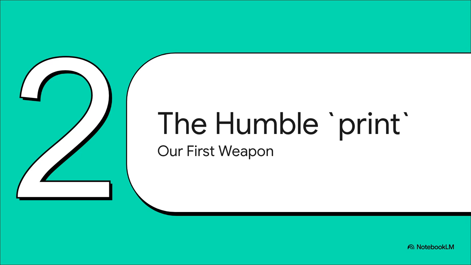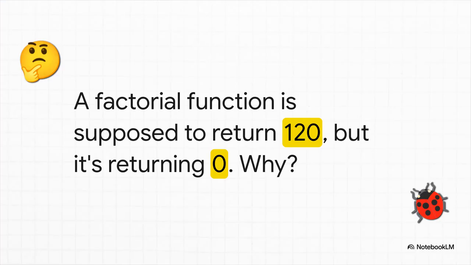All right, let's talk about the original gangster of debugging tools, the simple, the humble print statement. For most of us, this is our very first line of defense when things start to go sideways. So, check out this function right here. Super simple. It's supposed to calculate the factorial of 5. Now, you and I know that should be 120, but when we run this code, we get 0, a big fat 0. So, what on earth is going on?